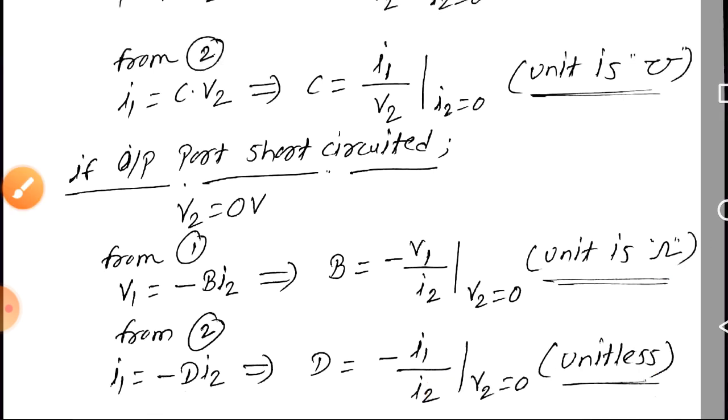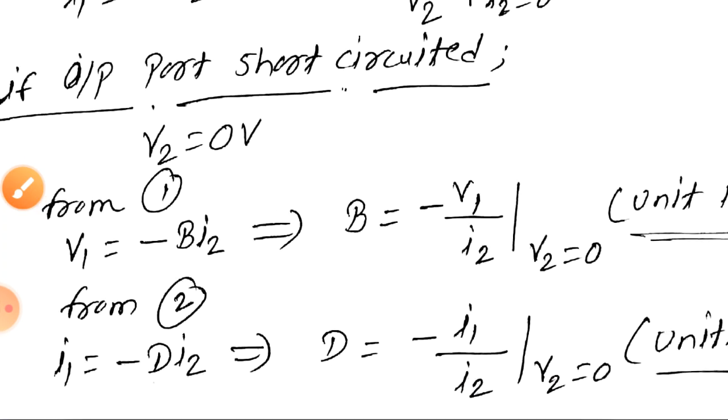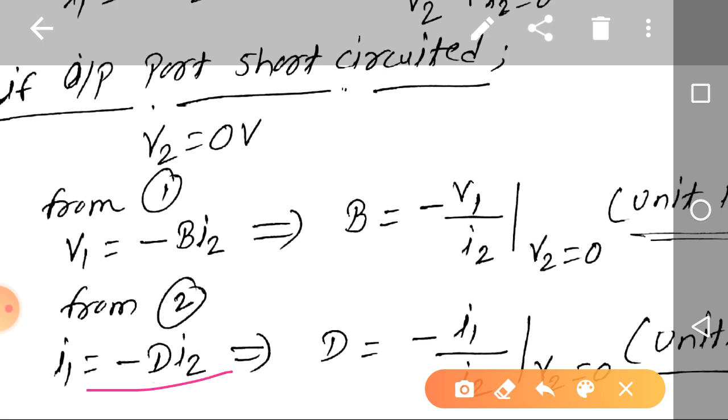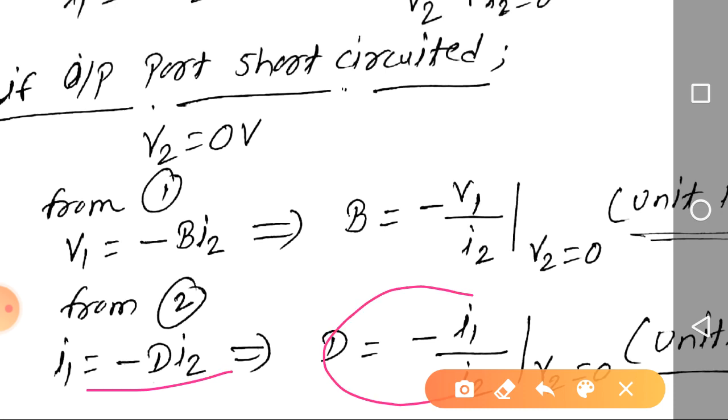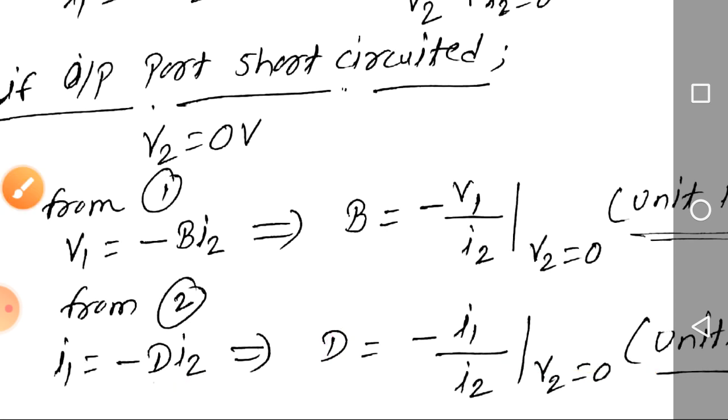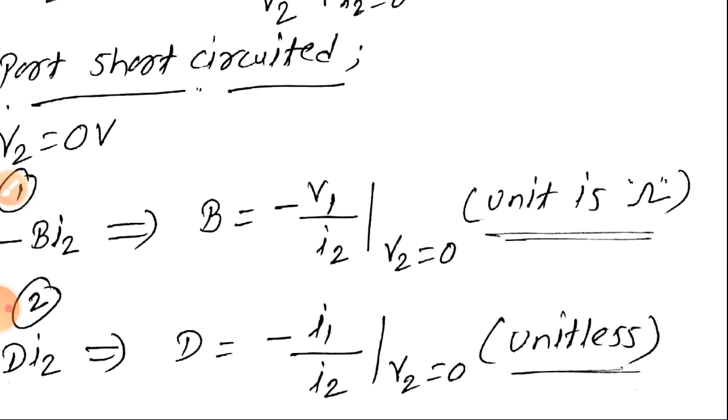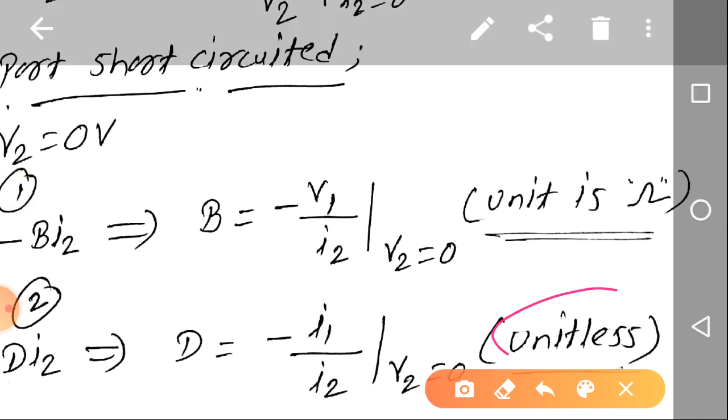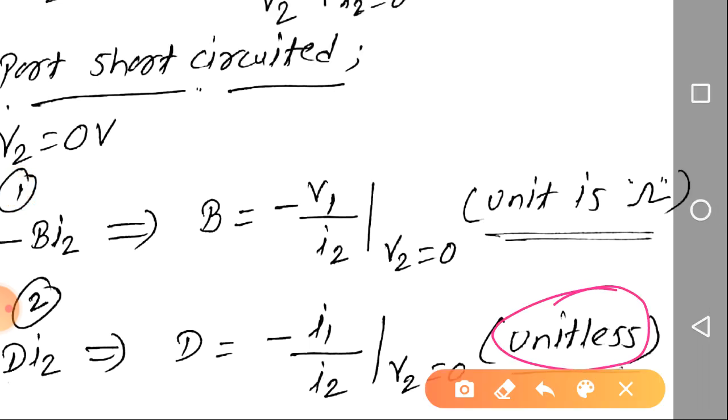Next, from the second equation, if V2 is equal to 0, we can write I1 = minus D I2. Therefore D = minus I1 by I2. Again it is a ratio of two currents, so it is ampere upon ampere, it will get cancelled. So parameter D is a unitless parameter, right? So please be careful, unlike the Z and Y parameters, right?